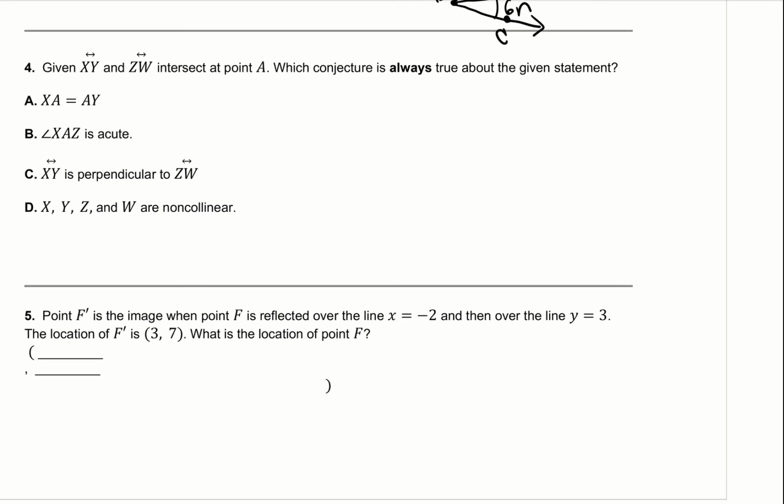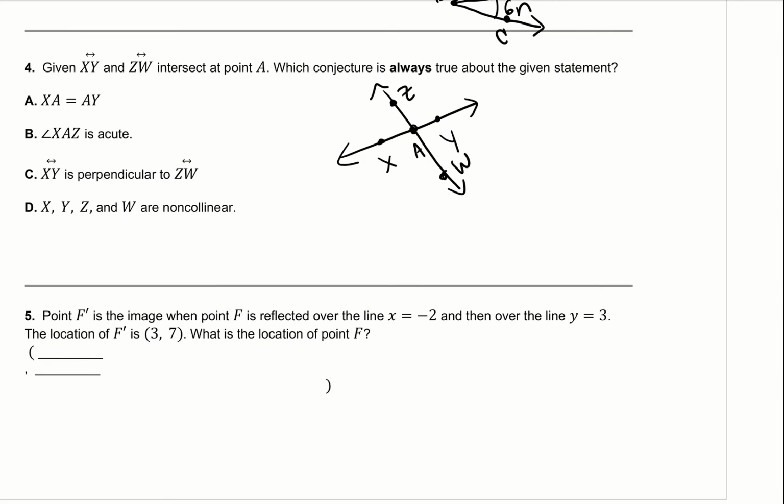All right, number four, given XY and ZW intersect at point A, which conjecture is always true about the given statement? So let's go ahead and draw some lines here for XY. Remember, a line requires 2 points, so those points in this case are X and Y, and line ZW. And they said they intersect at A. So let's call this line ZW, okay?